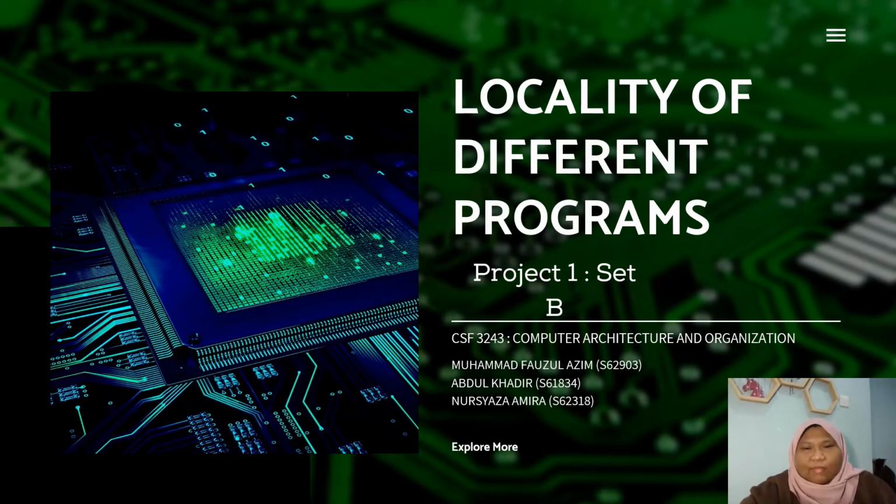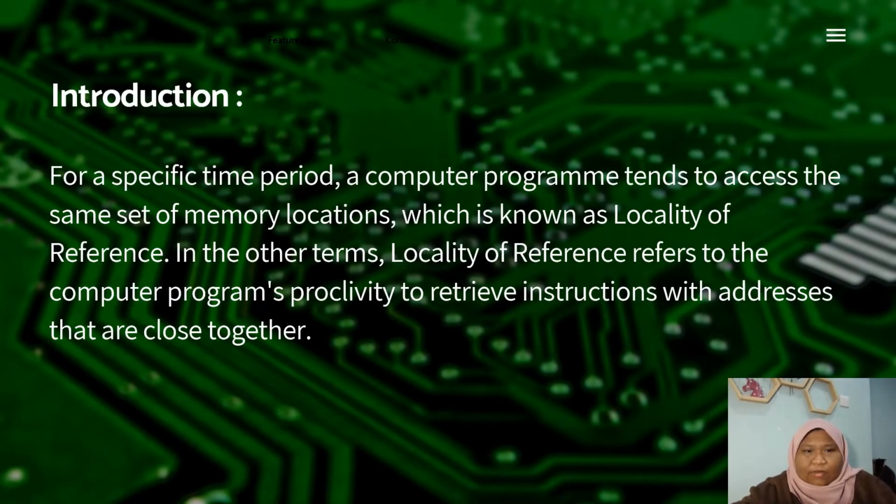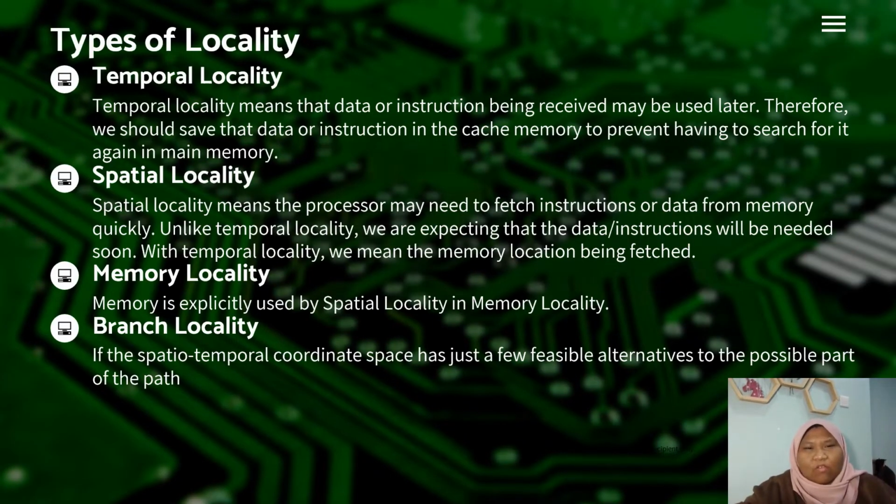Today I will present about locality of different programs, Project 1, Set B. For the introduction, for a specific time period, a computer program tends to access the same set of memory locations, which is known as locality of reference. In other terms, locality of reference refers to the computer program's proclivity to retrieve instructions with addresses that are close together. There are many types of locality.